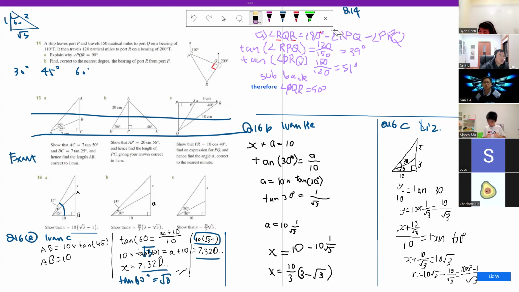Tangent RPQ is 120. Let's read it. R, P, Q, tangent. It's marking the numbers on it. So I'm marking the numbers, and they are 120. This is 120. Right. Now I'm clear what we're doing here.